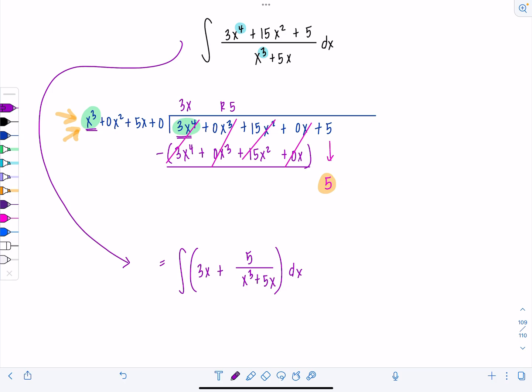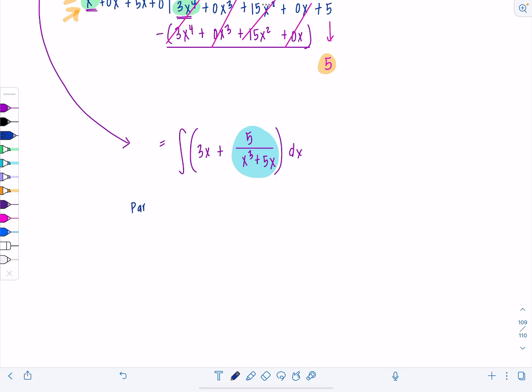All right, so now we will find the partial fraction decomposition just for this term here. Antiderivative of 3x you should be able to do in your sleep, correct? Good, okay. So now here we go, partial fraction time. And I need to factor out that x from the denominator before I get rolling. So we've got 5 over, taking out an x, now I have x squared plus 5 left.